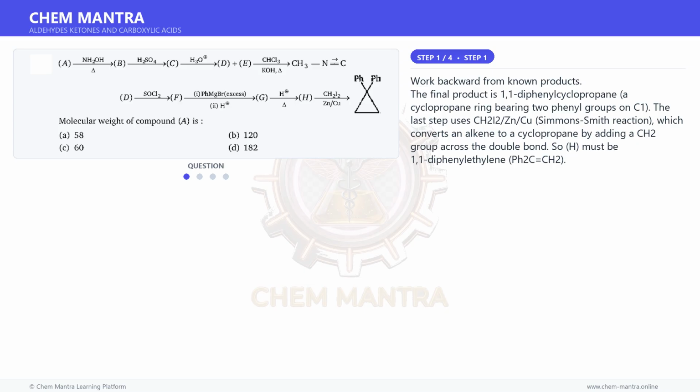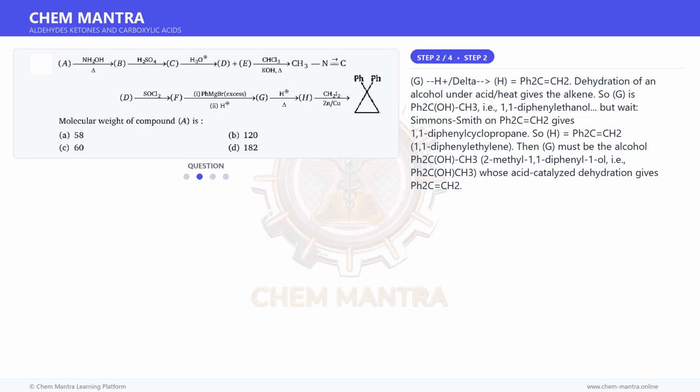The final product is 1,1-diphenylcyclopropane, a cyclopropane ring bearing two phenyl groups on C1. The last step uses CH2I2, Zn-Cu, the Simmons-Smith reaction, which converts an alkene to a cyclopropane by adding a CH2 group across the double bond. So, H must be 1,1-diphenylethylene, Ph2C=CH2.